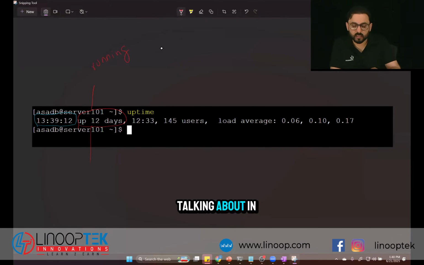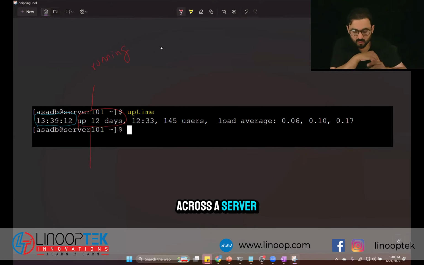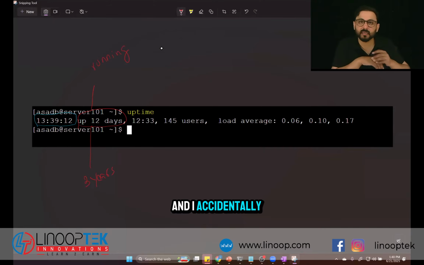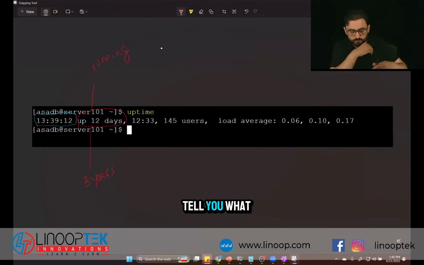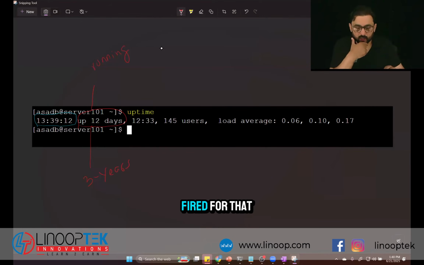When I was talking in my previous lecture, I told you that I came across a server which was running for the last 3 years. And I accidentally shut it down. And I will tell you what happened to me once I shut down this server accidentally. By the way, when you shut down the server accidentally, and I will show you the command to shut down a server, you can get fired for that.